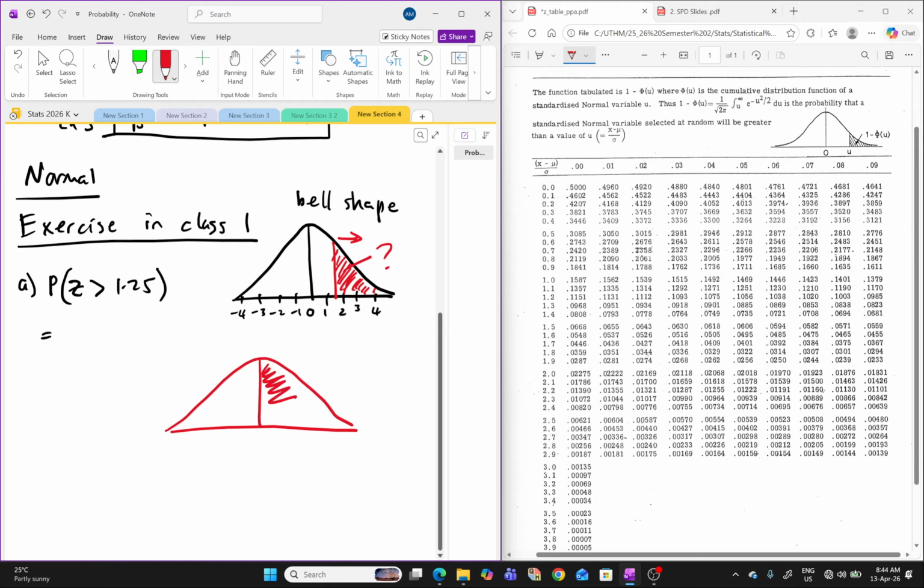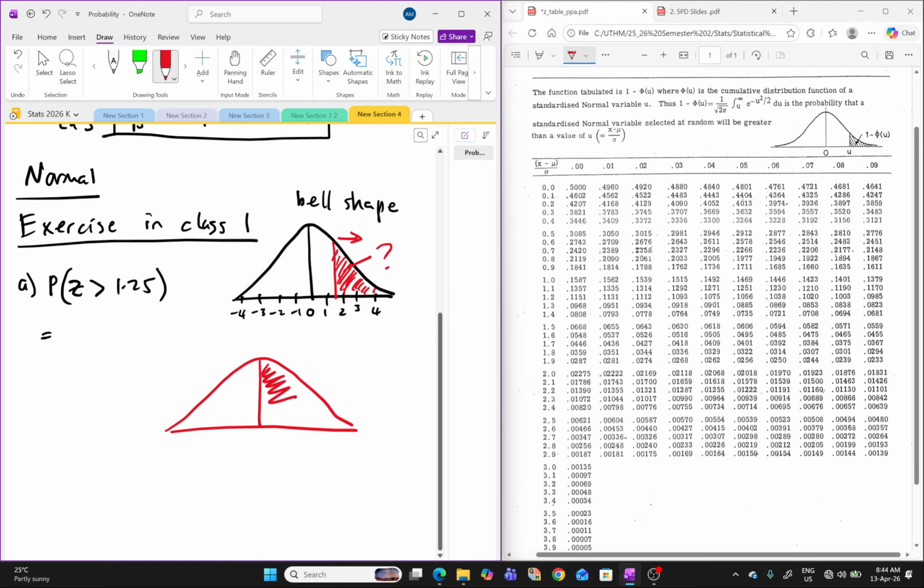I repeat. First of all, make sure kalau you nak baca daripada table ni, you punya shaded part adalah daripada ke kanan. Kalau macam ni, boleh ke kita baca daripada sini? Tak boleh. Kita kena tukarkan. Nanti kita tengok macam mana tukarkan semua ni. Okay, shaded part tu mestilah from the right hand side, from here, only this part the value valid.